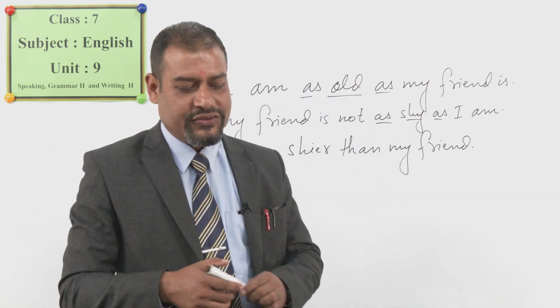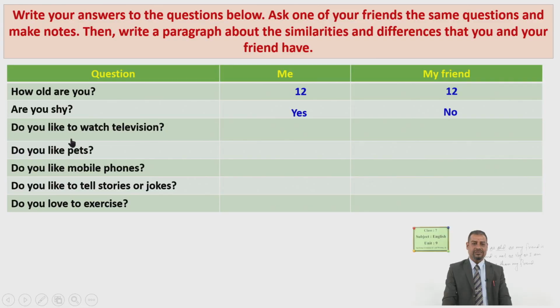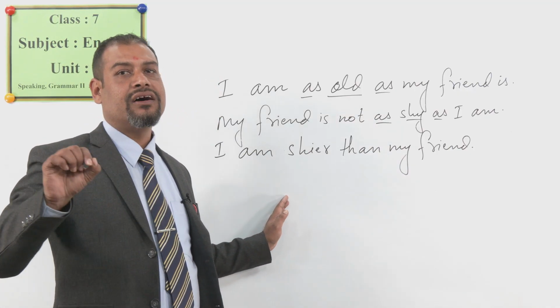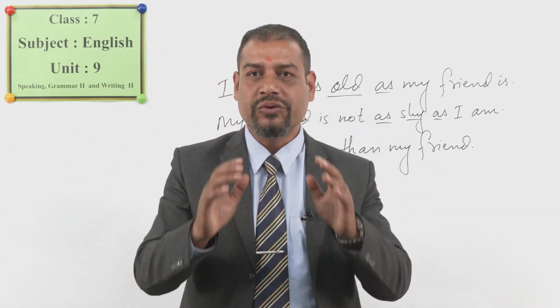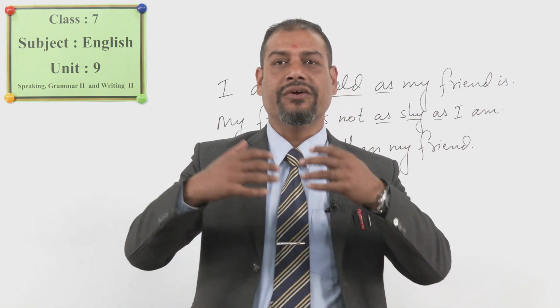Good. Like this, you have some more questions, and the questions are, do you like to watch television? So you can say yes or no, and then you can ask your friend, and your friend may say yes or no again. Do you like pets? Again, you can get the answer. Do you like mobile phones? Answer. Do you like to tell stories or jokes? Again, you have to ask your friend and write here. Do you love to exercise? You write yours and then your friends. And then you have to develop your paragraph making a comparison. Okay? So from this table also, you should be able to make comparisons between you and your friend.